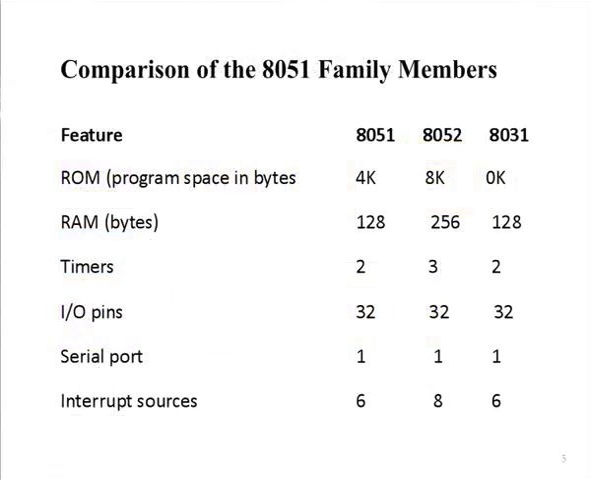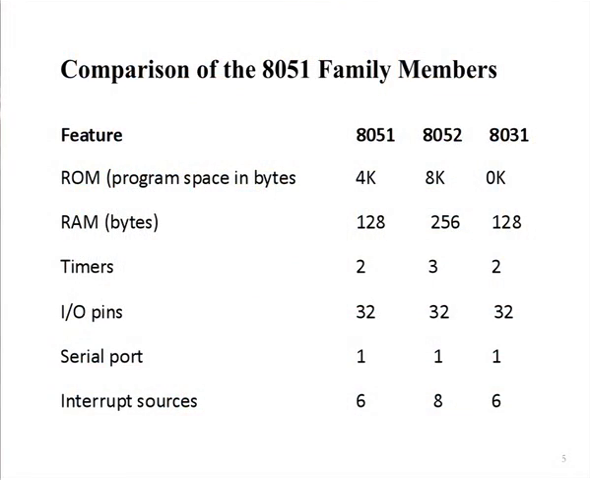Let us see the comparison of a few 8051 family members. Actually it is known as the 8051 series because there are a number of microcontrollers available in the 8051 series with a few differences in their features. Let us discuss 8051, 8052 and 8031 with their differences in characteristics. The 8051 has ROM of size 4K, whereas 8052 has a ROM capacity of 8K, whereas 8031 has no ROM within it. Now let us have the comparison on the basis of RAM. The 8051 has 128 bytes of RAM, 8052 has 256 bytes of RAM and 8031 has 128 bytes of RAM.